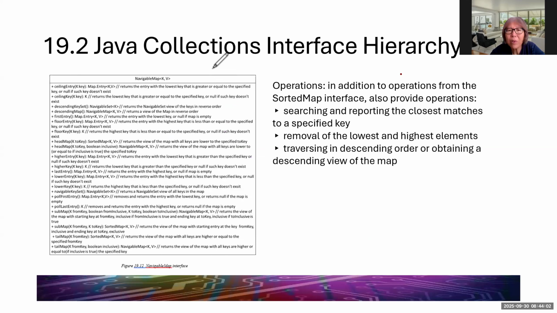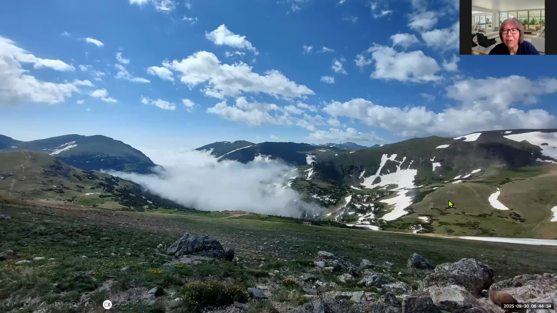Then from Sorted, we have the NavigableMap. In addition to all of the operations from SortedMap, it also supports search and reports the closest match to a specified key, and also removal of the lowest or highest element, and traversing in descending order. So this is similar to a set, but this is for a map. Here's the end of this section.